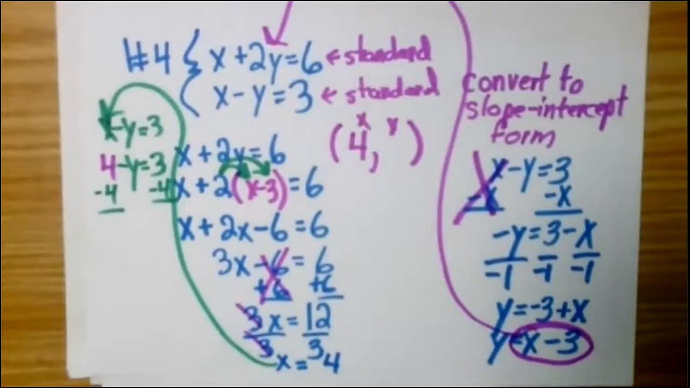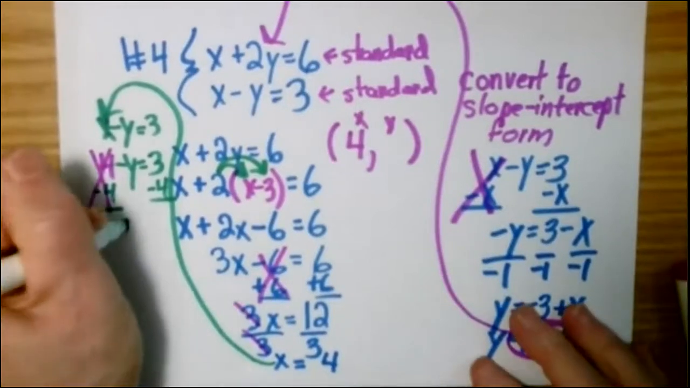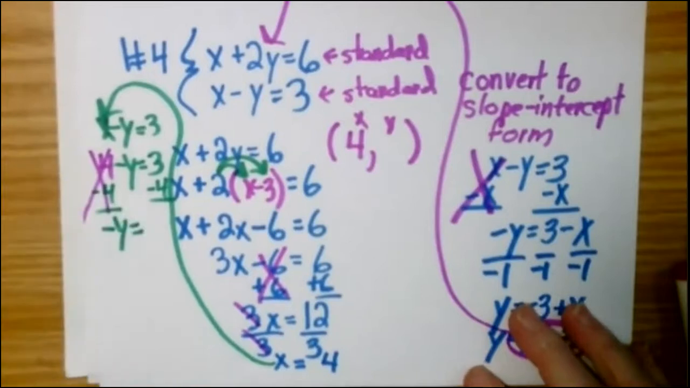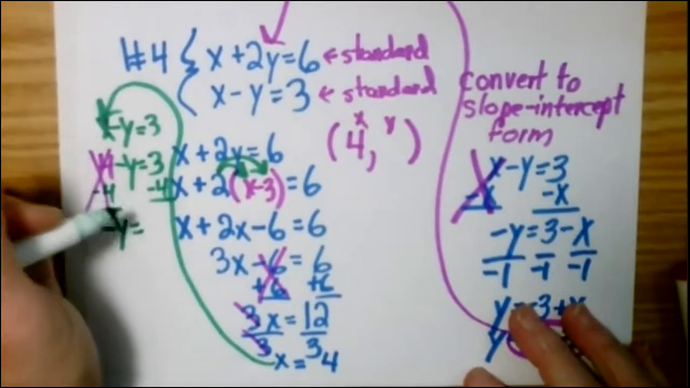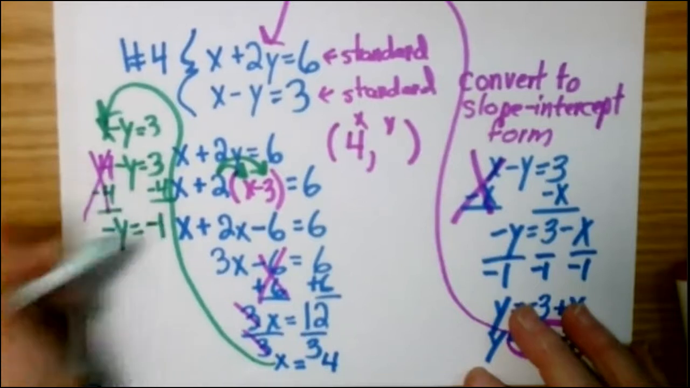And that should cross off my 4 and my negative 4. I'm left with negative y. Don't forget the negative still there. 3 minus 4 is negative 1, right?